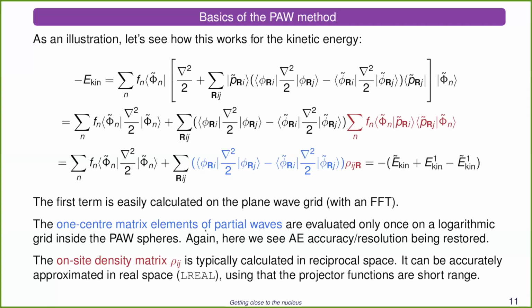And this one-center part, we have to stress again, these things over here you only have to do once at the beginning of your whole calculation because you know these partial waves. You do that on the logarithmic grid inside the PAW sphere, which makes things accurate again. And each time you iterate in a big calculation, you have to update these rho with these projector functions over here, which of course you can do on the plane wave grid. Typically you do it in the reciprocal space. You can also do that in real space, because these projector functions are short range. They are within a certain sphere.